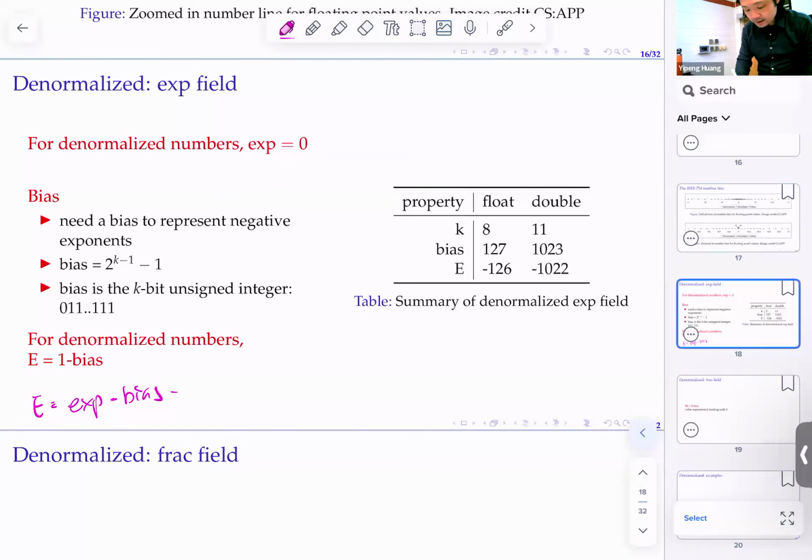And they're not the same. It's not just the same rule applied to a special case of EXP being 0. If you plug in EXP equals 0, 0 minus bias should be just negative bias. But here, the actual rule is one off from that. So it's not the same rule being applied for a special case. It's just a different rule.